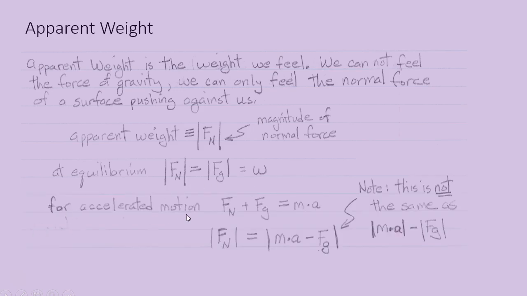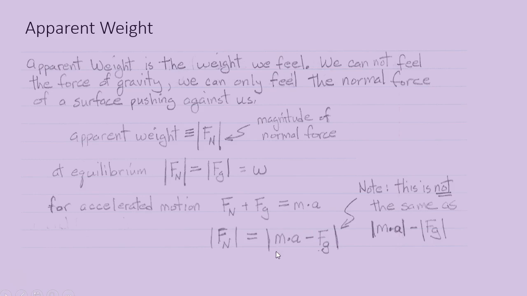However, for accelerated motion, we know that the normal force plus the gravity force has to be equal to mass times acceleration. So these two are no longer going to be equal in magnitude. The magnitude of the normal force is going to be equal to the magnitude of these two vector quantities, mass times acceleration minus the force of gravity.